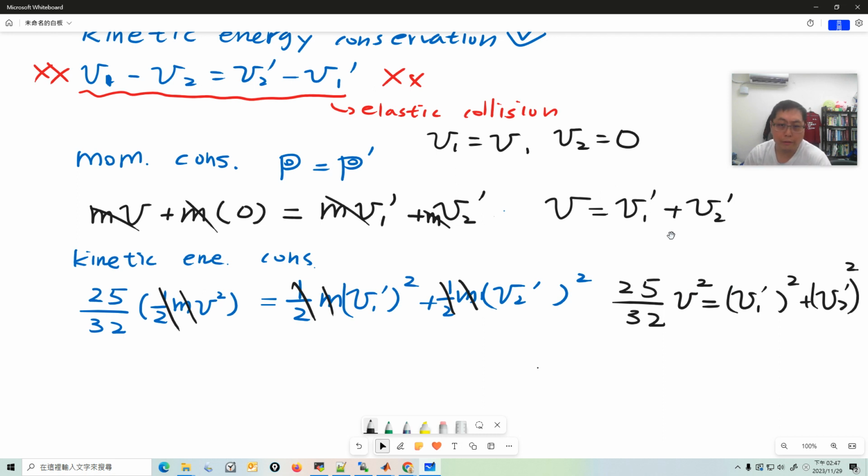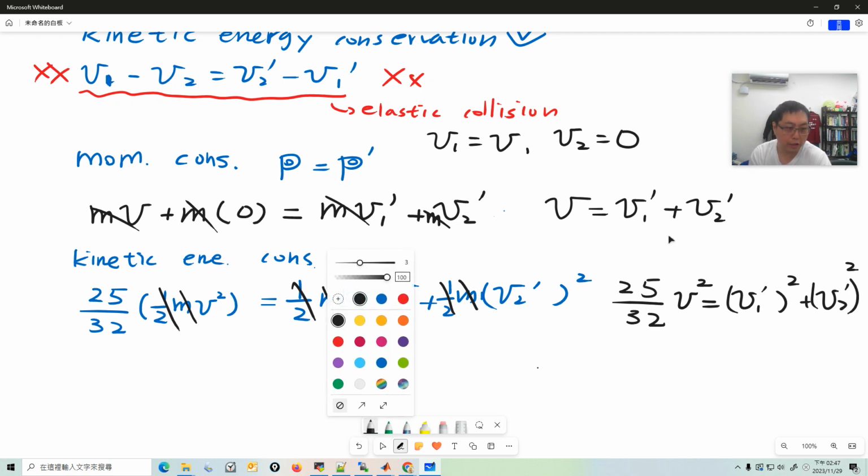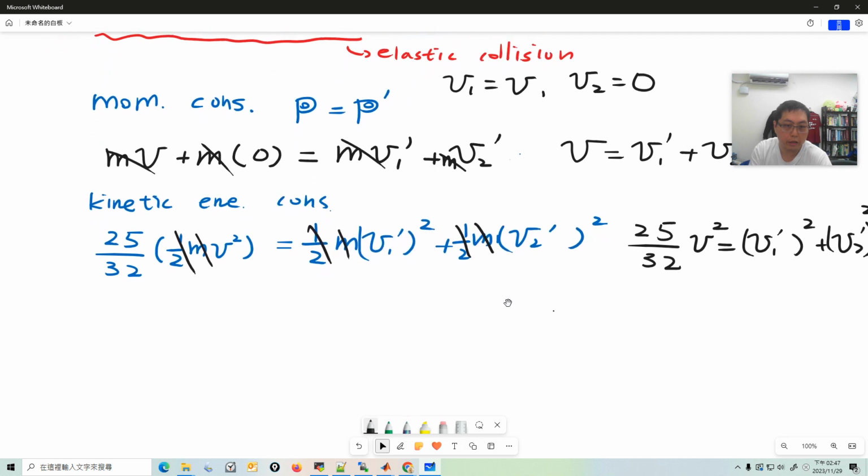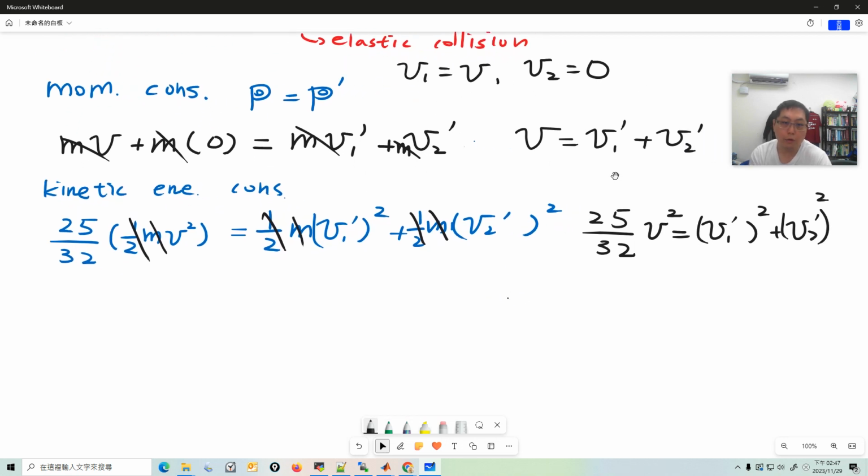Solving this problem takes some algebra work, but we can still do it. Let's start and show the calculation process. I want to replace v2 prime. Suppose this is equation 1 and this is equation 2. From 1, we have v2 prime equal to v minus v1 prime.